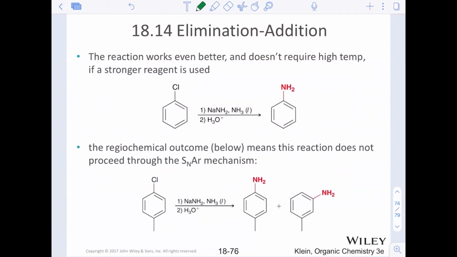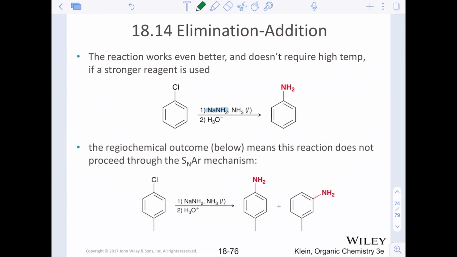Hydroxide is not the best base we have. Amide is even better, right? So we can see amide work really, really well here, not at high temperatures, just at normal everyday room temperature. But here's the kicker, where we know that a different reaction occurs. The regiochemical outcome actually will change the products.